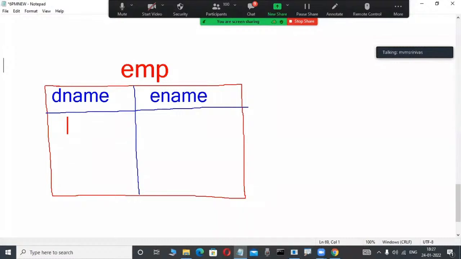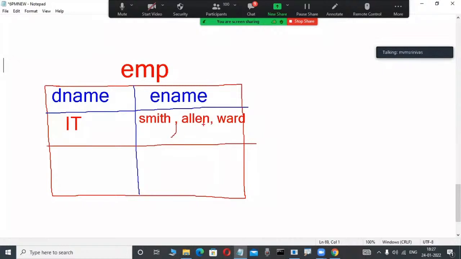Here IT is a department. That is data. In this department, 3 employees are working. Slowly observe here, very interesting. Smith is an employee, for example. ABC employee, comma. Allen is an employee, comma. Ward is an employee, for example. I am representing 3 employees working in this IT department. That's why I am representing the data in the format of like this only.